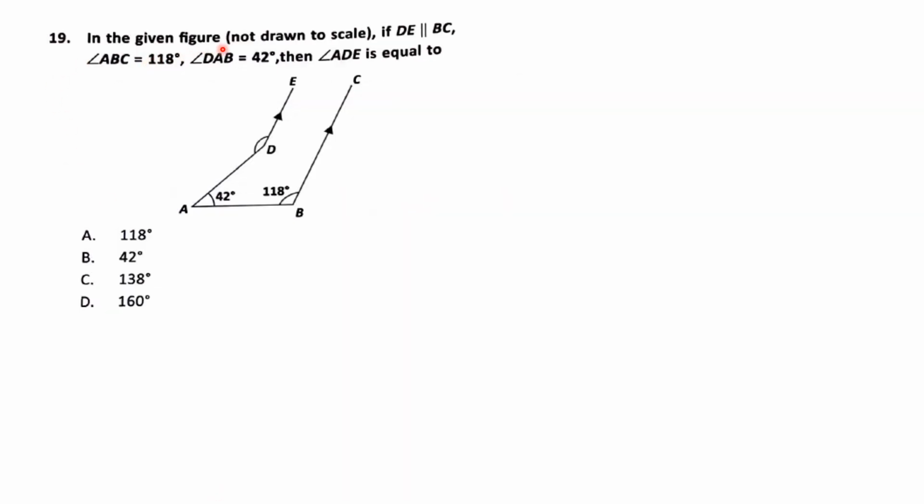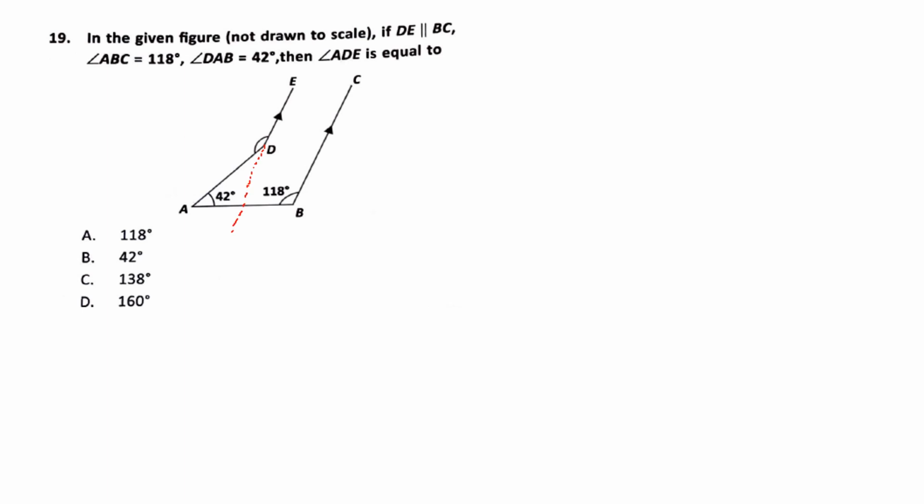Question number 19. In the given figure not drawn to scale, if DE is parallel to BC and angle ABC is 118 degrees, angle DAB is 42 degrees, then find angle ADE. So here you have to find this angle ADE. What I'm going to do is a little construction here. I'm going to extend this line DE like this.